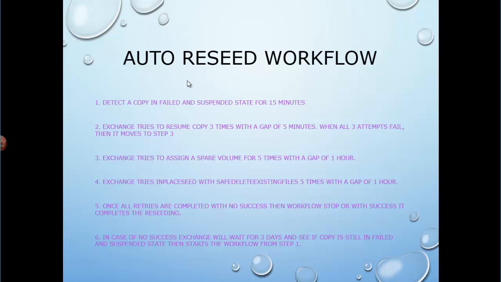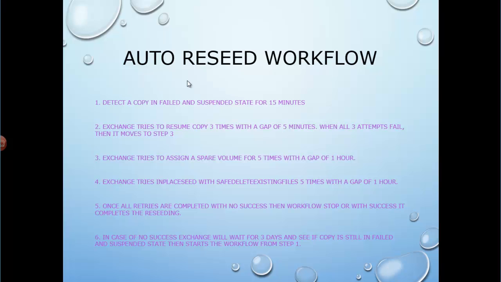The third step is Exchange tries to assign a spare volume 5 times with a gap of 1 hour. So in our case, it should get the disk just after 30 minutes and start the reseeding. But normally it will wait and try for 5.5 hours to assign the disk. Then in the fourth step, Exchange tries in-place seed with safe delete of existing files 5 times with a gap of 1 hour.